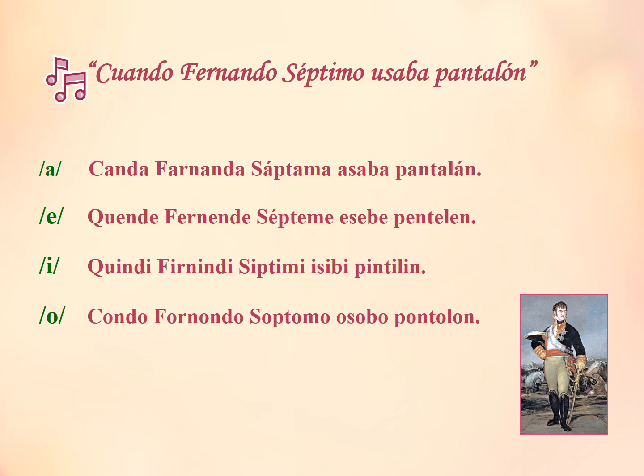How about this one? O. Now this is where it's really important to make sure that your lips don't round after you make the O sound, because you don't want that diphthong O. So just don't let your lips close. Just keep your mouth straight as it is, no lip rounding at the end, and just say O. Okay, after me, slowly: Kondo, Fornondo, Soptomo, Osobo, Pontolon. And now you. And now at a natural speed: Kondo, Fornondo, Soptomo, Osobo, Pontolon.